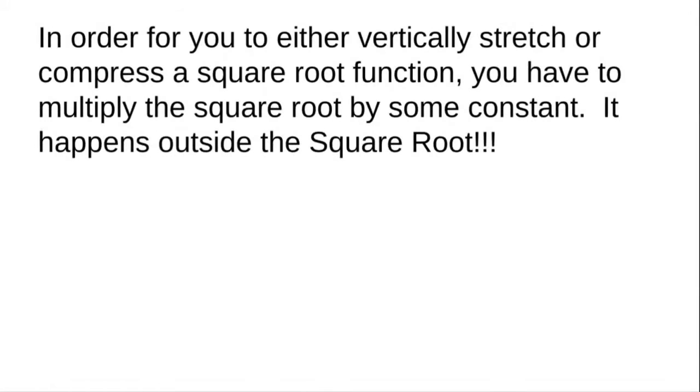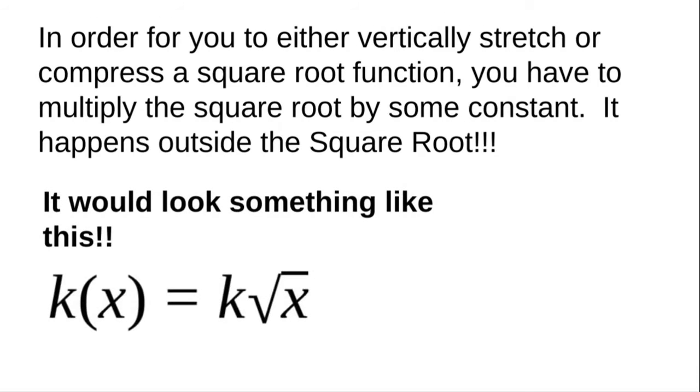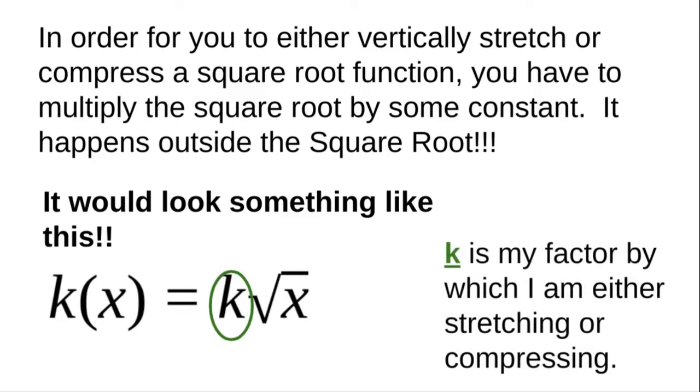Guys, in this particular video, we're going to talk about vertical stretches or compressions. And so in order for us to either vertically stretch or compress a square root function, we have to multiply the square root function by some constant. But when I do this multiplication, it doesn't happen inside the square root. It happens outside the square root. So when I do it, it looks something like this. This is an example of a square root function that has either a vertical stretch or compression. That's my k times the square root of x. And then this number here, this constant k, is the number by which I'm either vertically compressing or stretching the function.